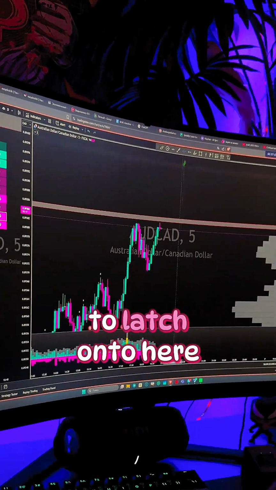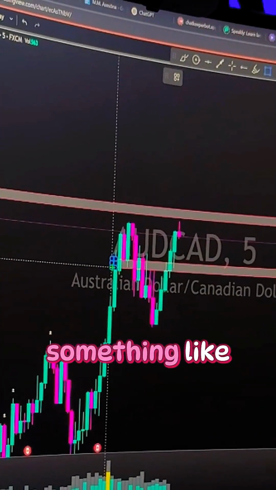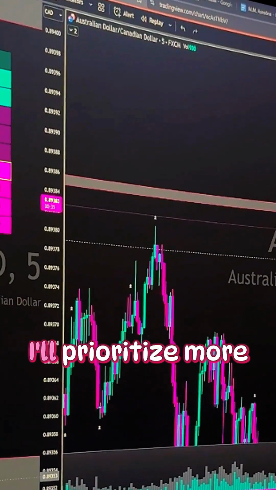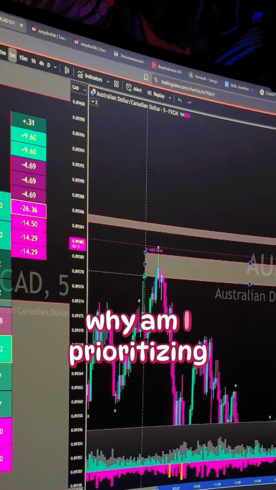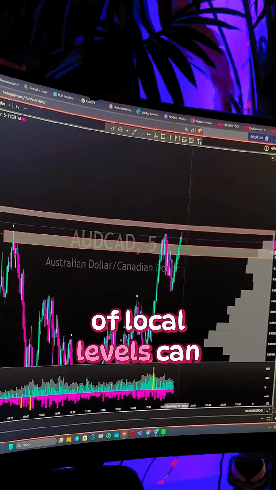There's really nothing to latch onto here because the nearest stop is very far away. We'll have to use something like a local level. So we also have the main local level, which I'll prioritize more. Why am I prioritizing this local level right now? Because these kind of local levels can work.